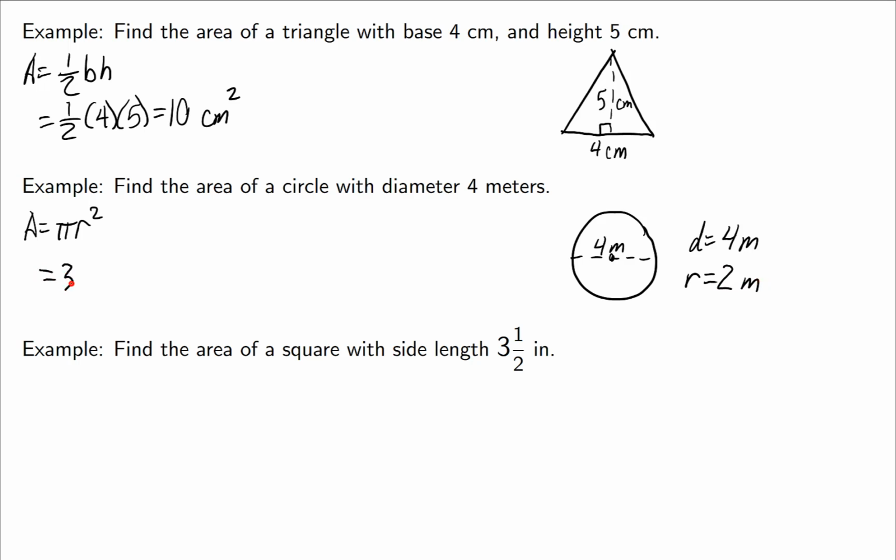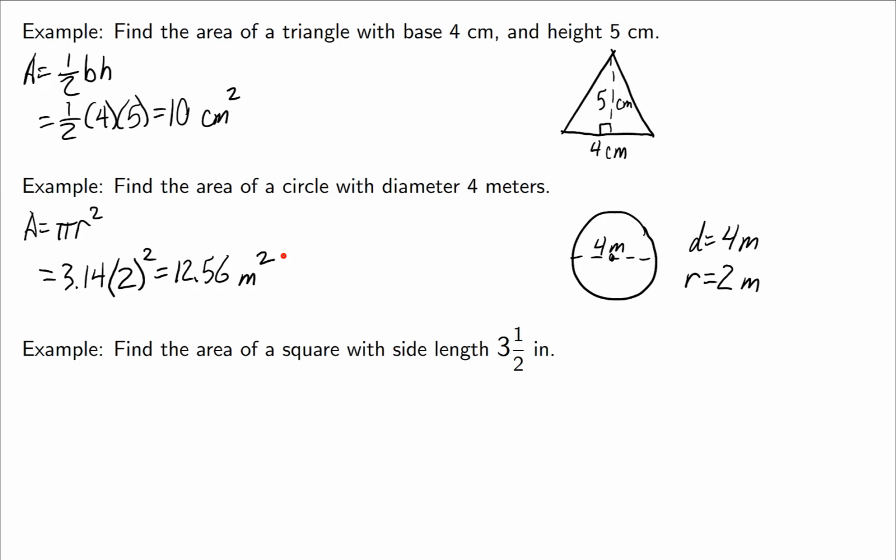Pi is about 3.14. And just like I mentioned in the last lesson, if you use the pi key on your calculator, you'll get a little bit better answer, and it might be the answer that you need in order to get the answer right on an online homework system. Anyway, then we have the radius is 2 squared, and that gives me 12.56 meters squared. Remember, it's a square unit for all area.